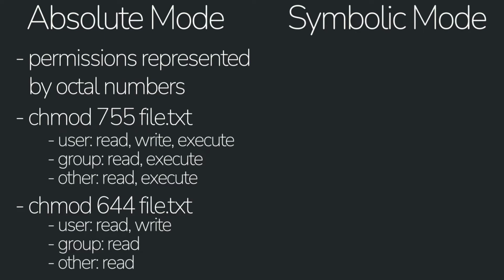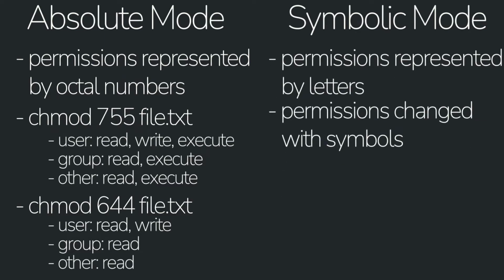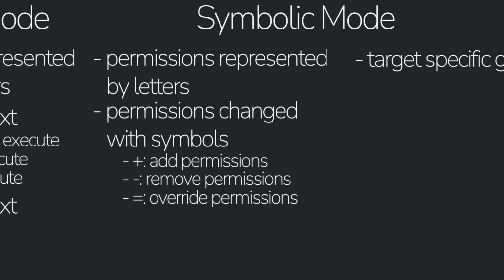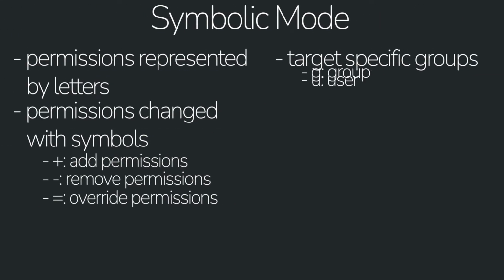Contrastingly, with symbolic mode, you use mathematical symbols to modify file permissions. Using the plus character adds a permission, using the hyphen or minus character removes a permission, and an equal sign character sets permissions while overriding any earlier permissions. To target specific ownership groups, you can use the u, g, o, and a for user, group, other, and all respectively. Let's look at some examples.